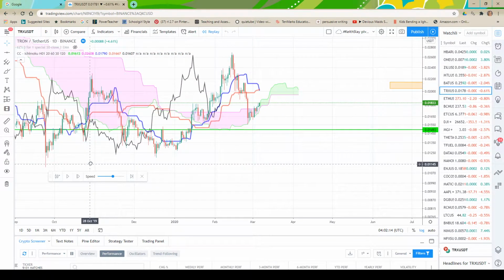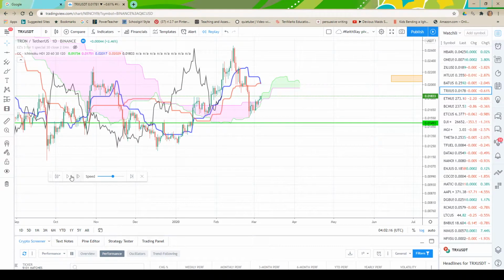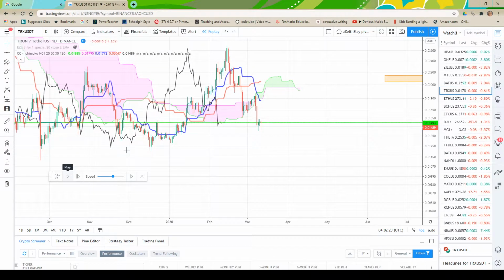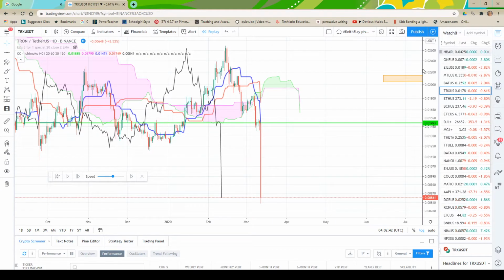Where it dumped. And watch it. We bought right there. Right here's where we put our sell in, our short, because everything happened. We got a red cloud. Our blue is under the red. Our price is under the cloud. Our black line, our lag line, is under the cloud. We got 4 out of 4. Let it play. Dump.